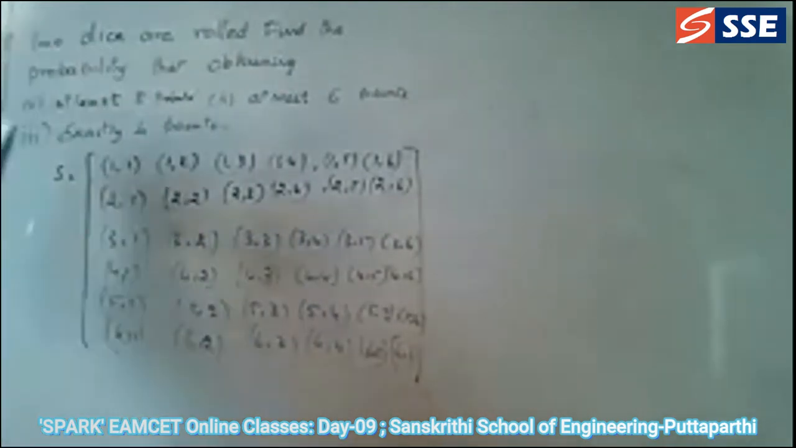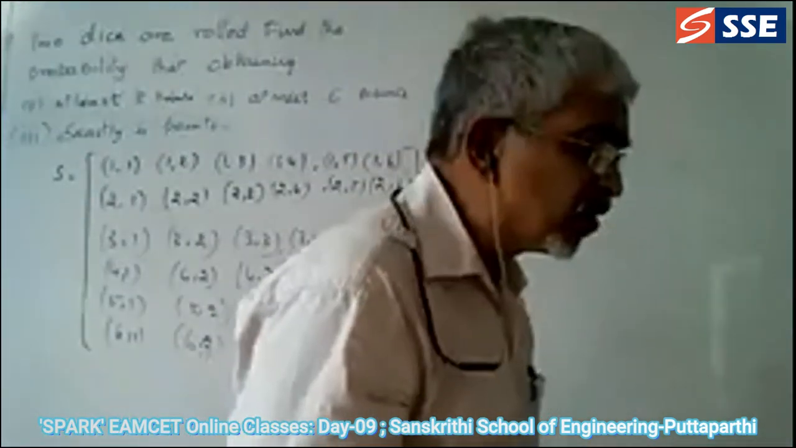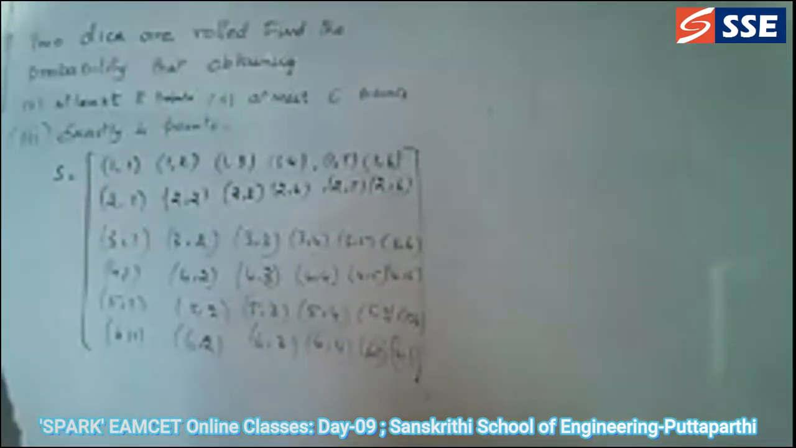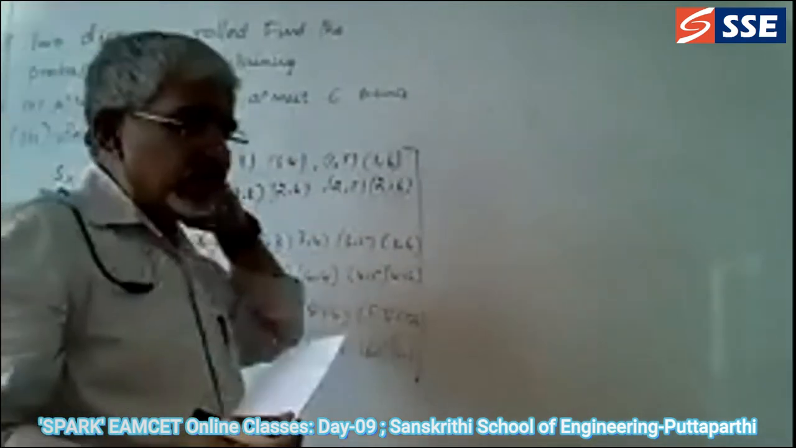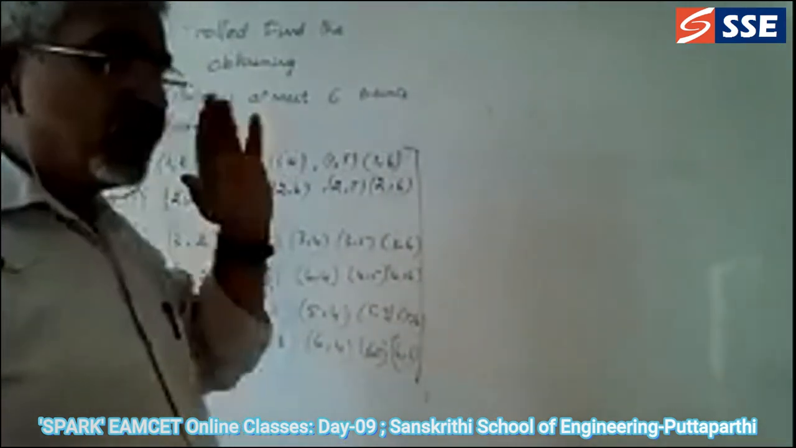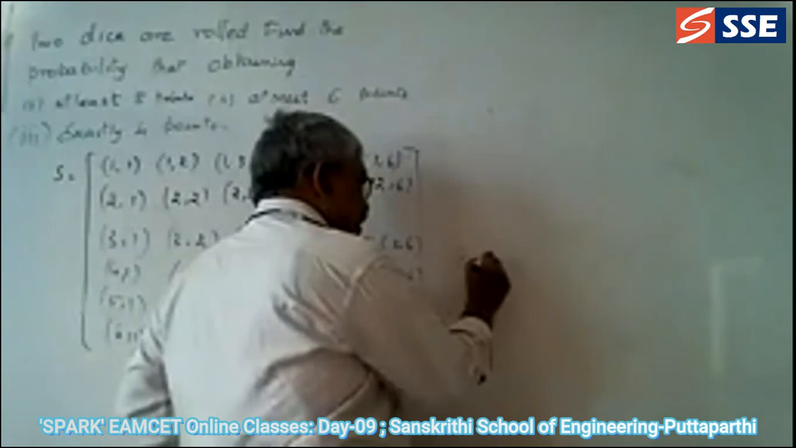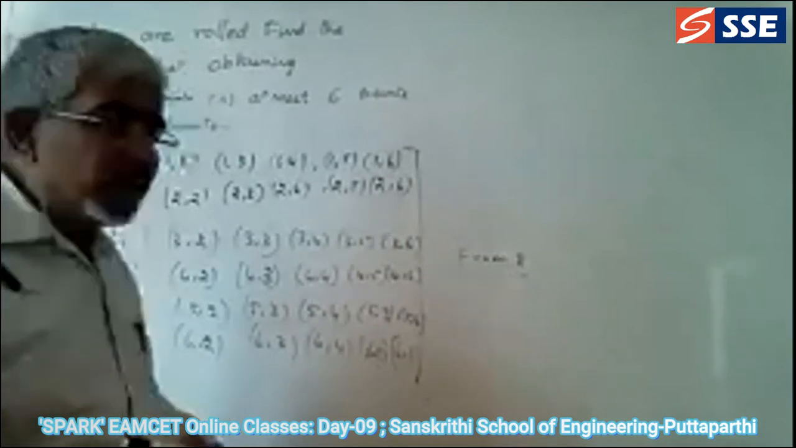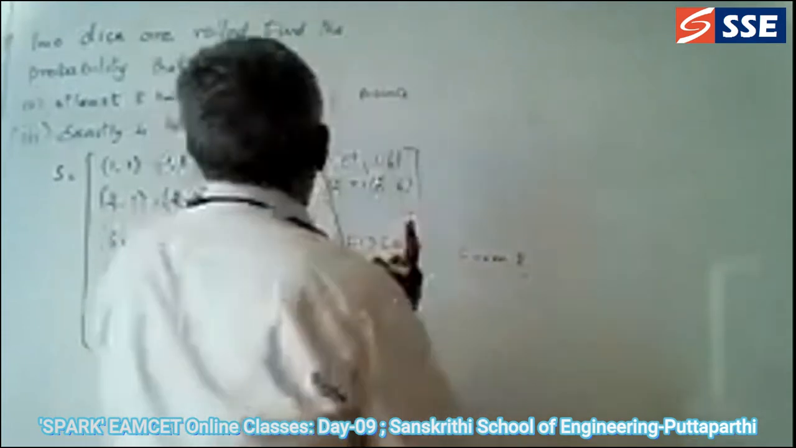Now we have got the sample space. With this sample space, there is a shortcut, but first let us learn this. What do you mean by at least 8 points? Totally, you have 6 plus 6 is 12 points. At least means from 8, so from 8 to 12. Very good. From 8 to 12 is called at least 8 points.